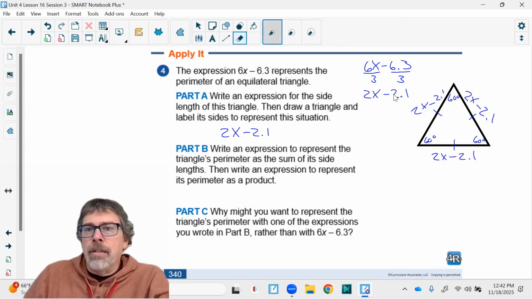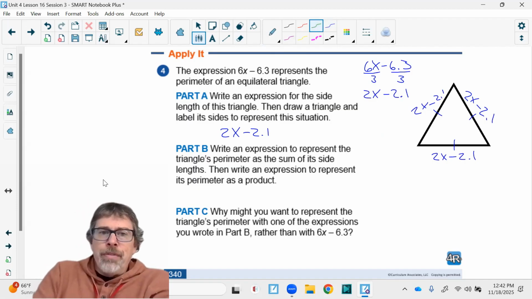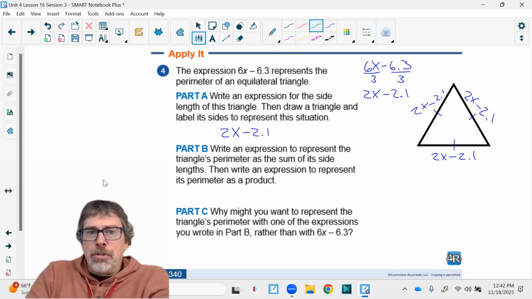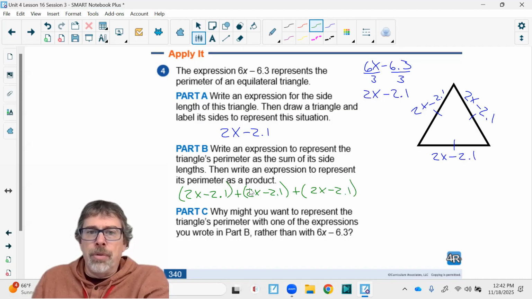I'm going to erase the angle measures though, because we're not talking about those right now. I just was stating other facts. So now that we've done that, part B says, write an expression to represent the triangle's perimeter as the sum of its side lengths. Well, that would be 2x minus 2.1 plus 2x minus 2.1 plus 2x minus 2.1. I'm going to put these in parentheses just to show that they're each side.